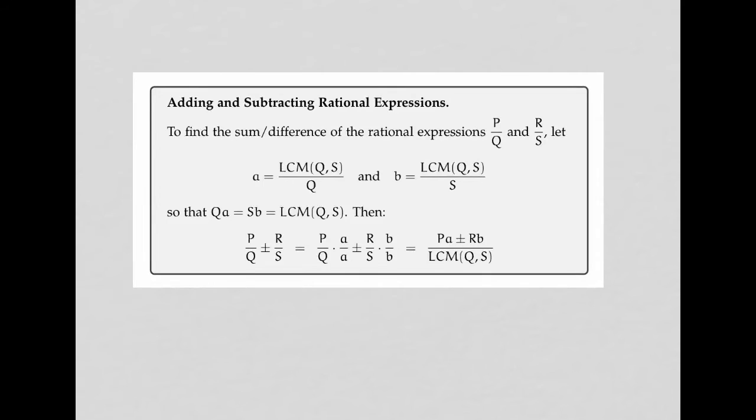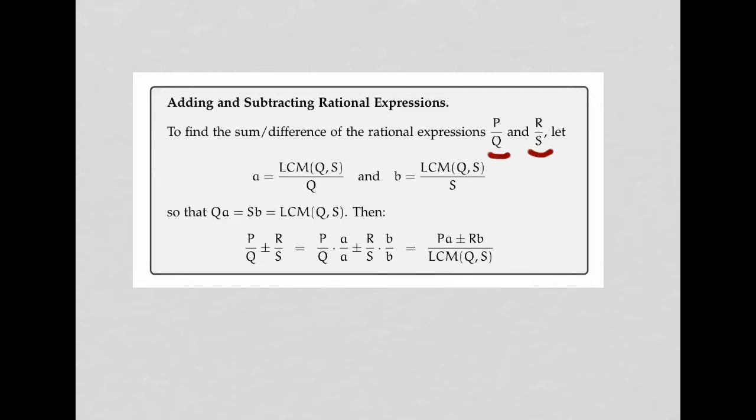Now that we've seen examples of computing the least common denominator of two rational expressions, we are ready to add and subtract rational expressions. Here's the rule. To find the sum or difference of the rational expressions p over q and r over s, we need two numbers: a, which is the LCM of q and s divided by q, and b, which is the LCM of q and s divided by s. Notice q and s are the denominators of our rational expressions.